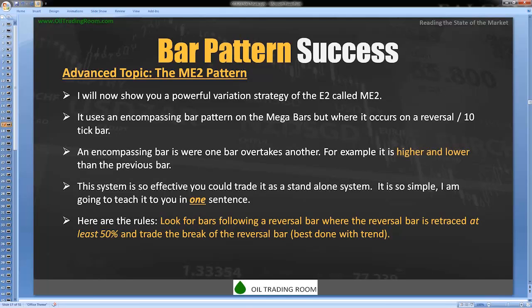Here are the rules. Look for bars following a reversal bar, where the reversal bar is retraced at least 50%. A 50% retracement, and trade the break of the reversal bar. I like to do these with trend. So let's take a look at what that looks like.